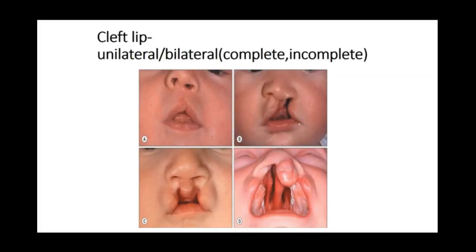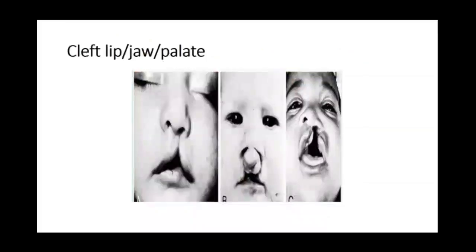So you can see that if different processes don't fuse, it can be a unilateral one, it can just be a small nick, that is a small cleft, or it can be a bilateral one, or an incomplete one, or a complete one. That means it goes deep down involving the palate as well. You see this again, this is the cleft lip. This has involved the jaw.